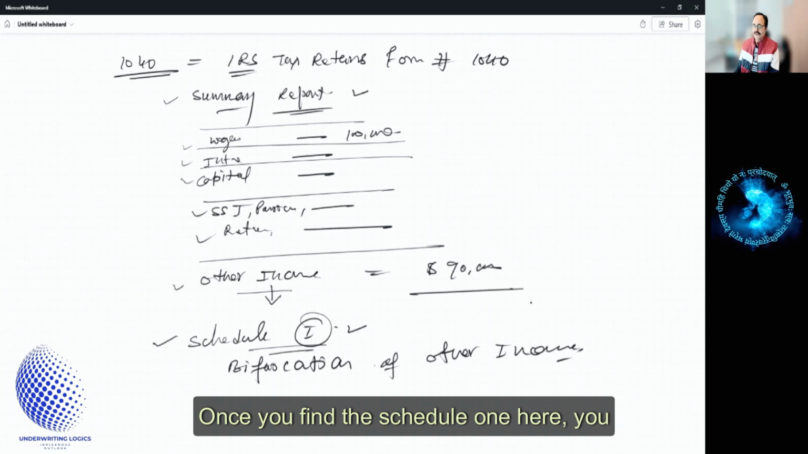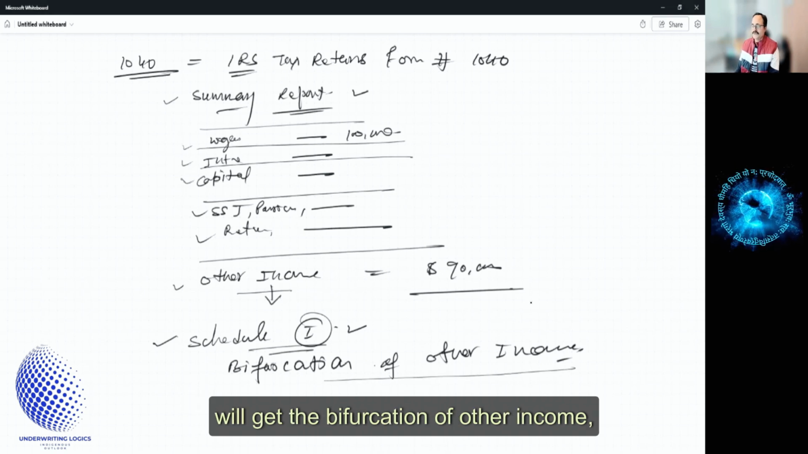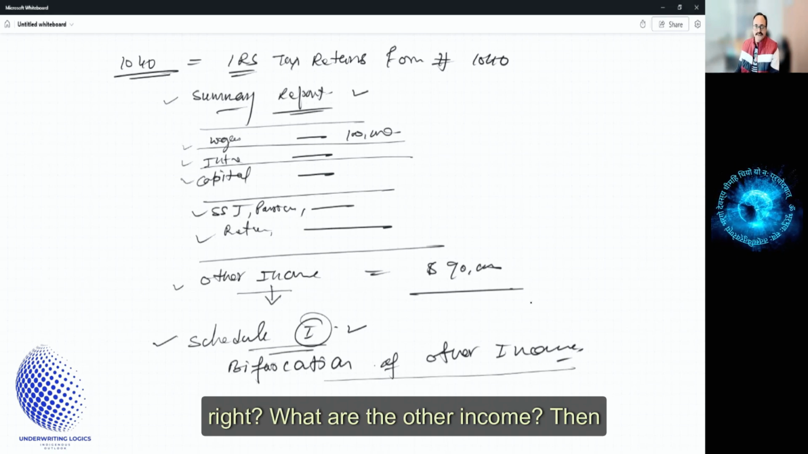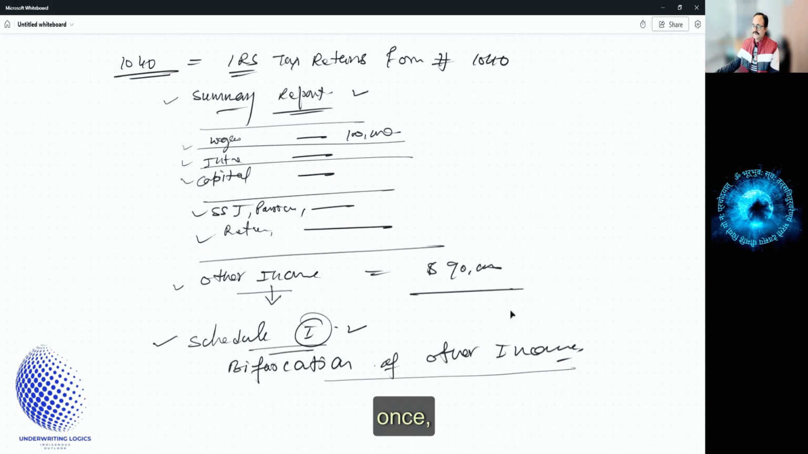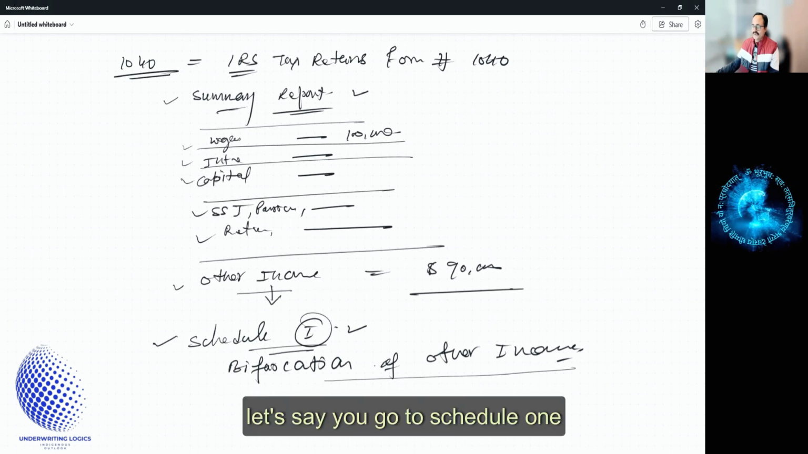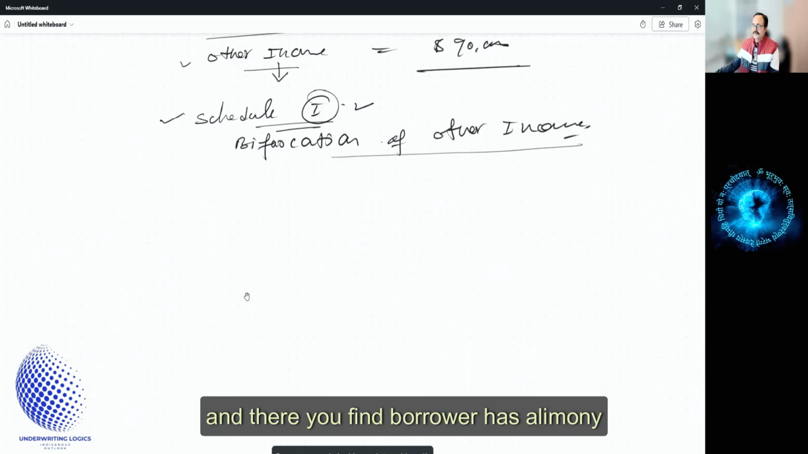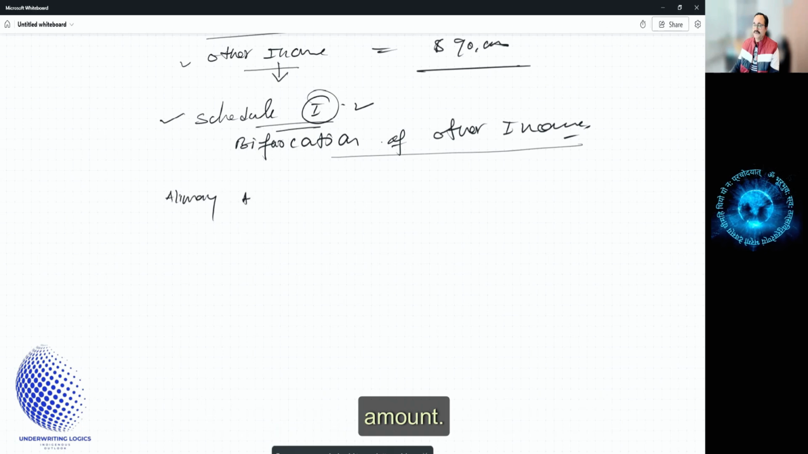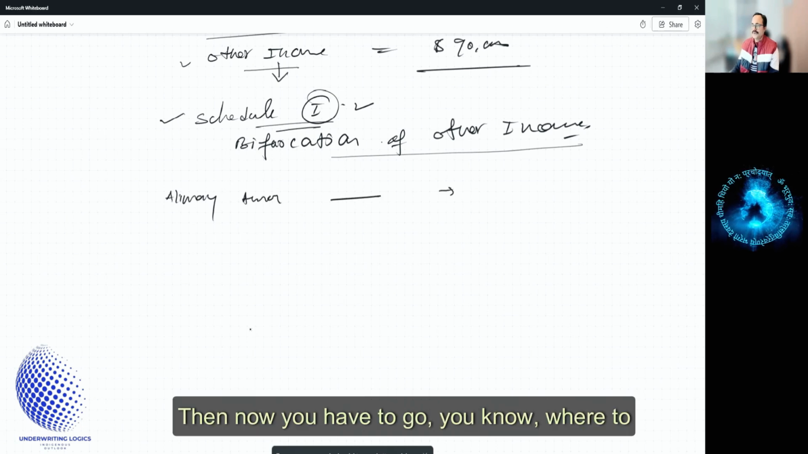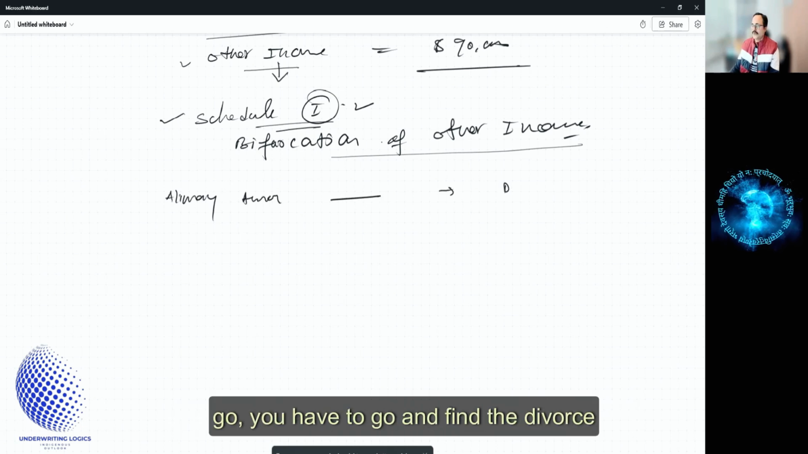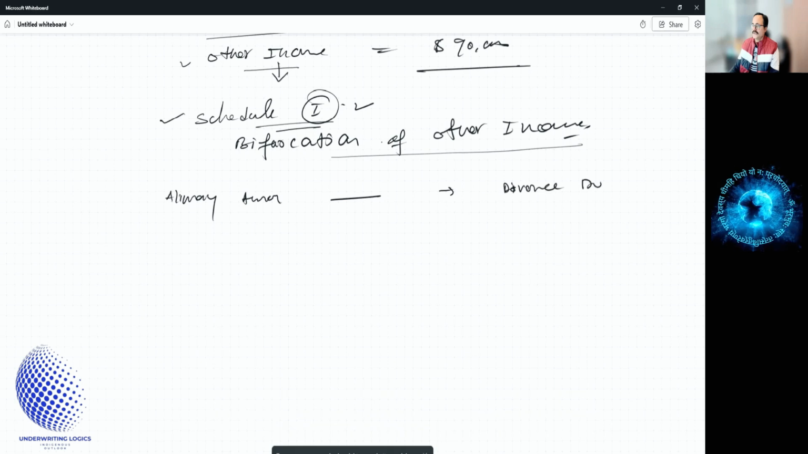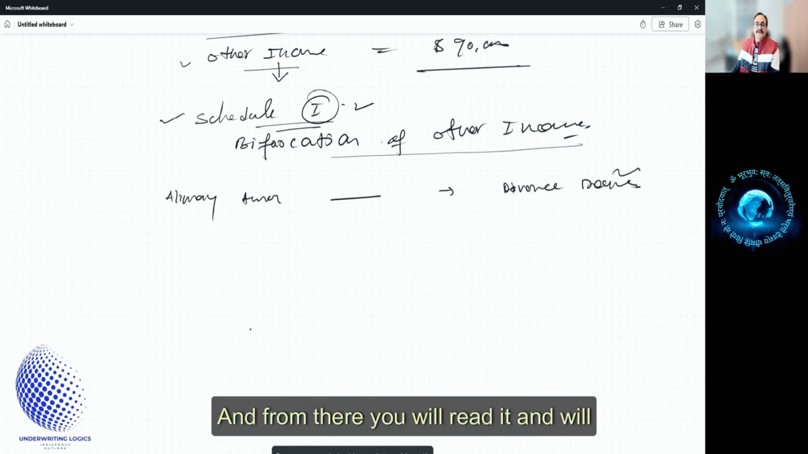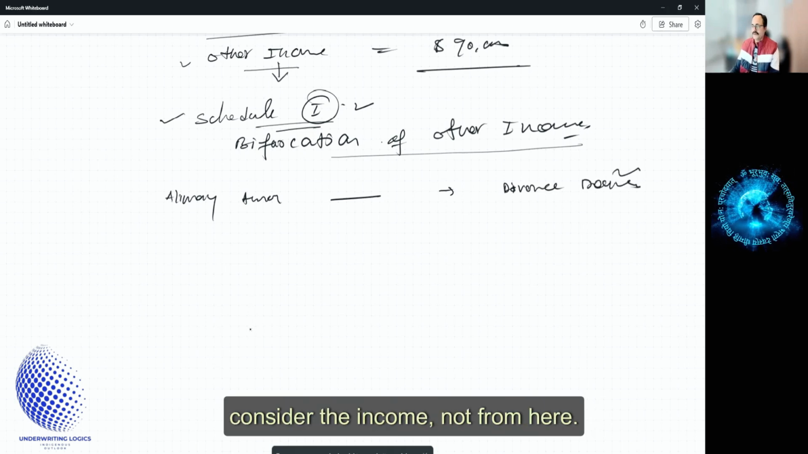Once you find the Schedule 1, here you will get the bifurcation of other income, right? What are the other incomes? Let's say you go to Schedule 1, and there you find the borrower has an alimony amount. Now you know where to go. You have to go and find the divorce decree, right? Yes. And from there you will read it and consider the income, not from here.